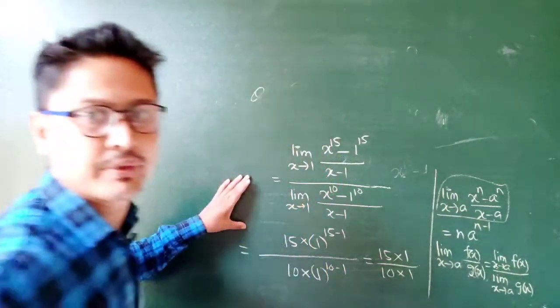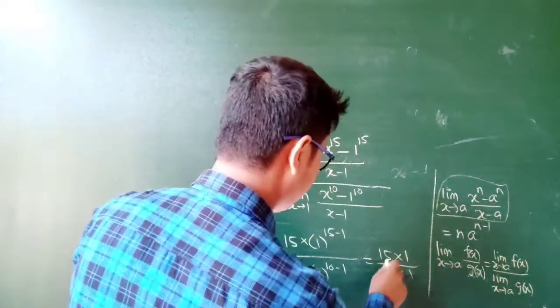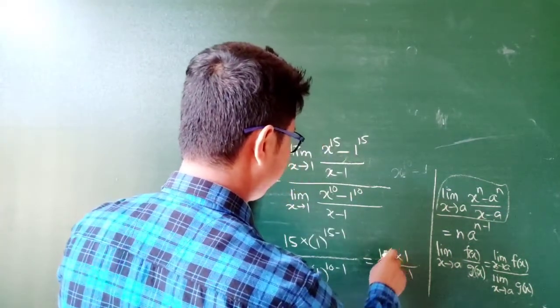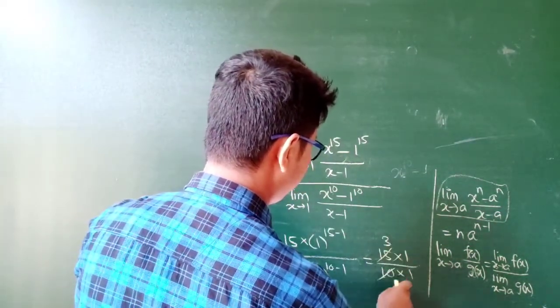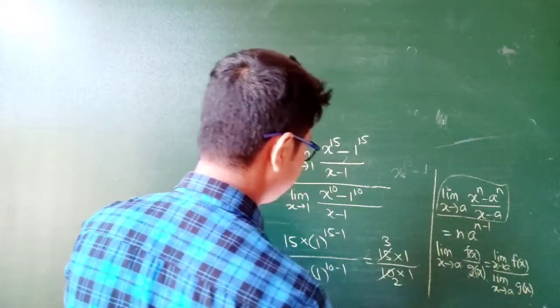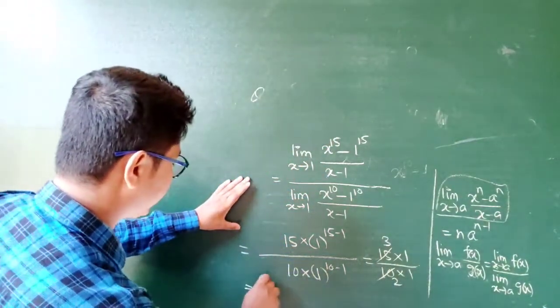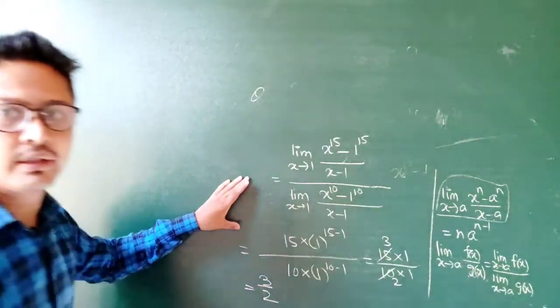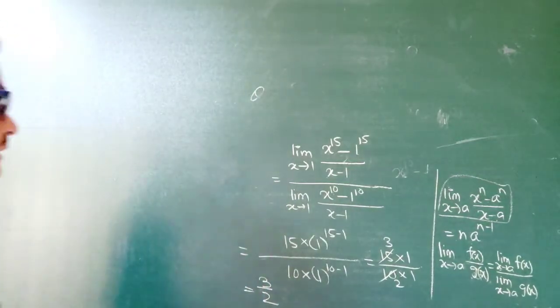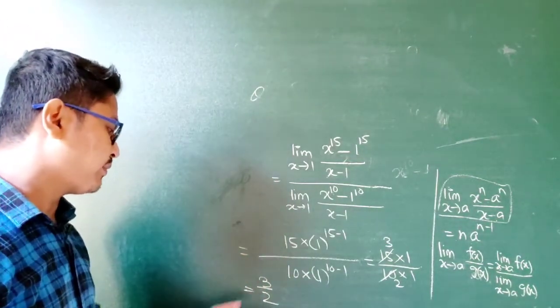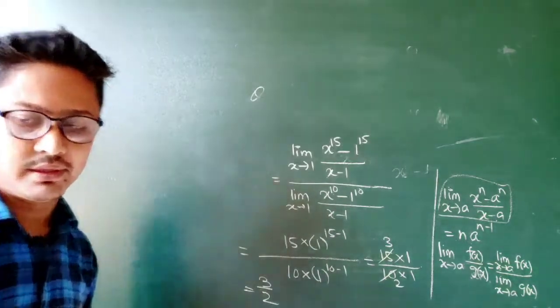So from here, by cancelling by 5, 5 threes are 15, 5 twos are 10, the answer will be equal to 3 by 2, right? So for the given problem the required answer is 3 by 2.